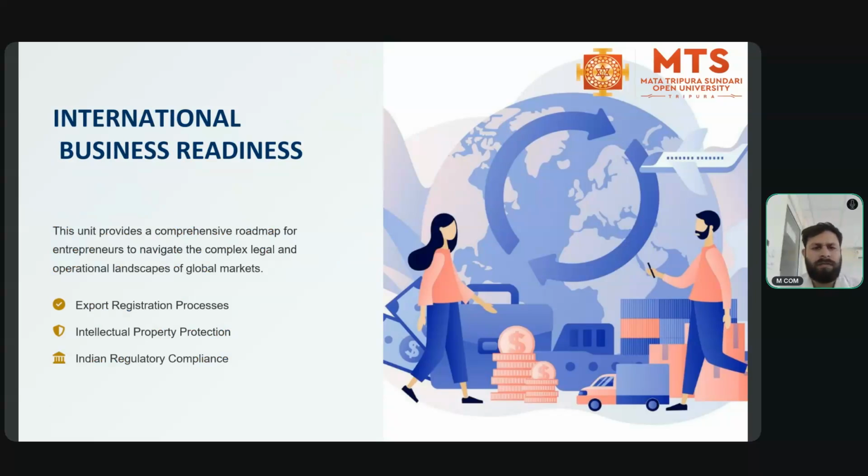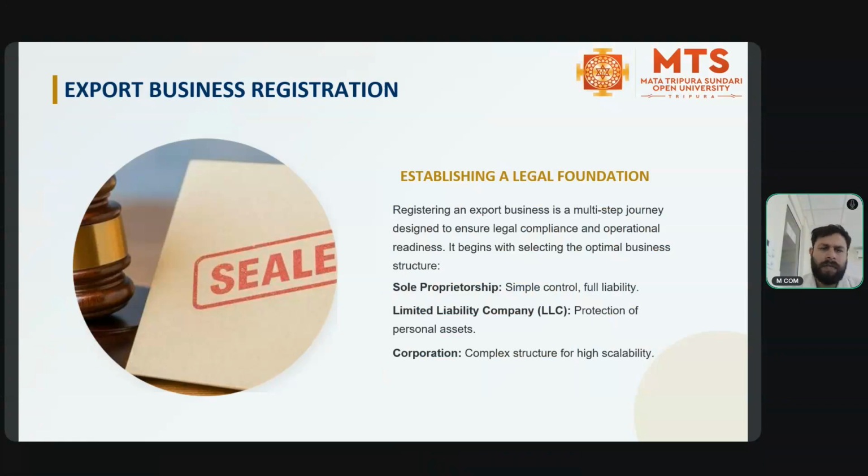First, with international business readiness. So, what is international business? This unit will provide you with a roadmap for entrepreneurs, specifically to navigate the complex legal and operational landscape of global markets. Starting with registration, export registration process, intellectual property protection, and Indian regulatory compliance.